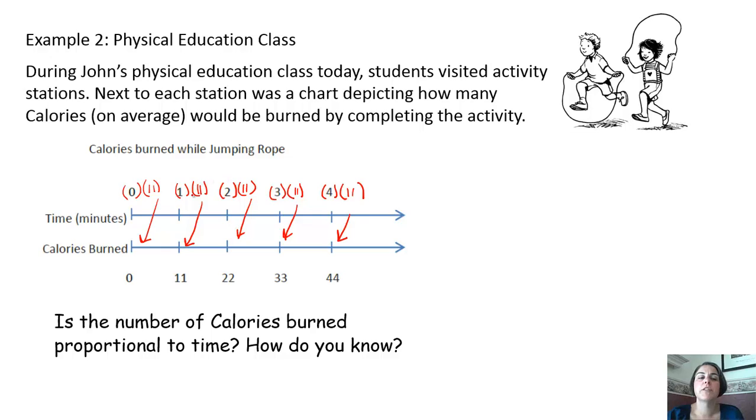So since we were able to multiply each of our number of minutes by 11 to get the corresponding calories burned, this is proportional, totally a proportional relationship.